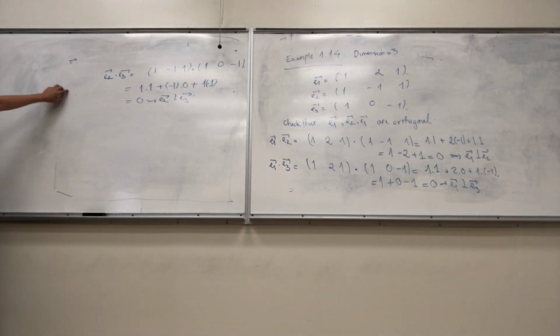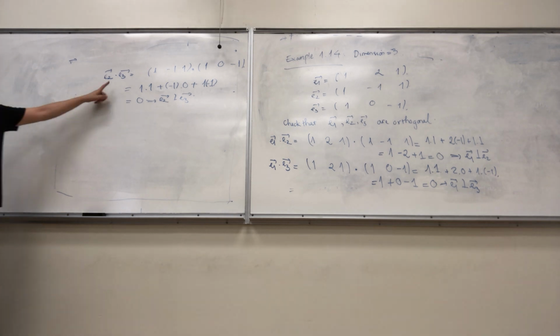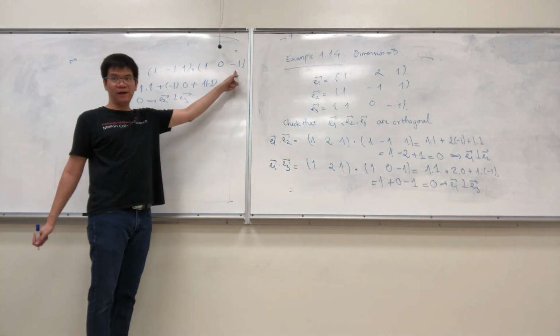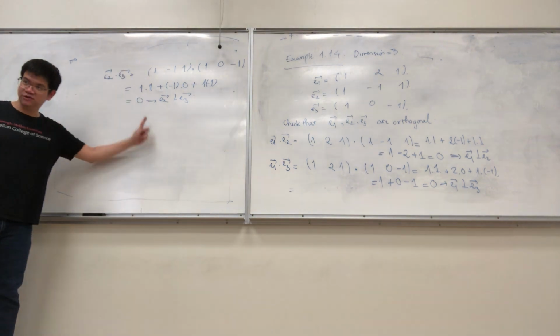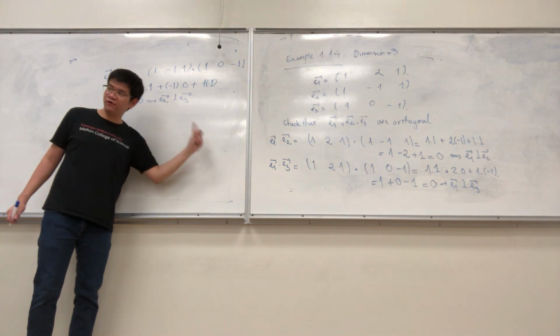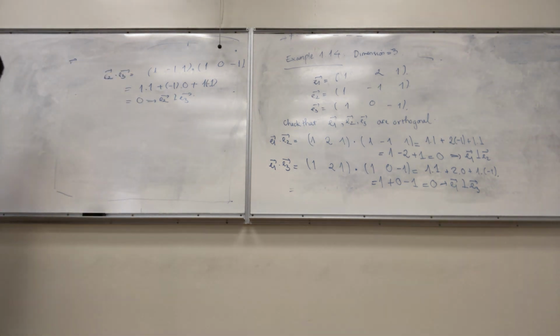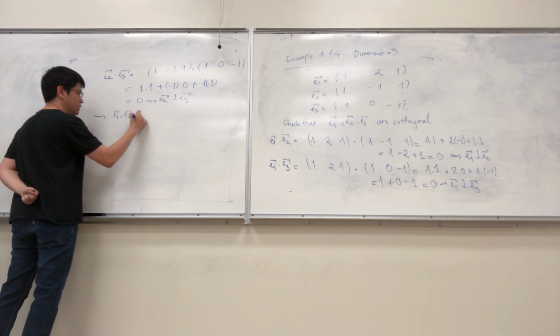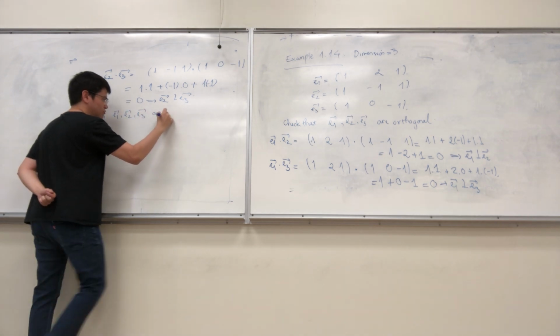So the last thing you have to check is E2 times E3. So you have E2 times E3, which is (1, -1, 1) times (1, 0, -1). This also gives you 0. So E2 is also orthogonal to E3. So finally, E1, E2, E3 are orthogonal.